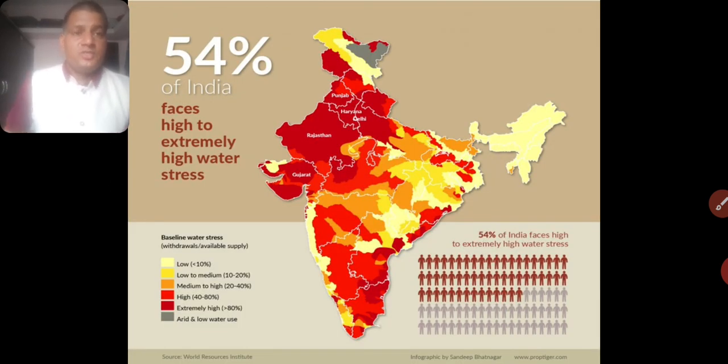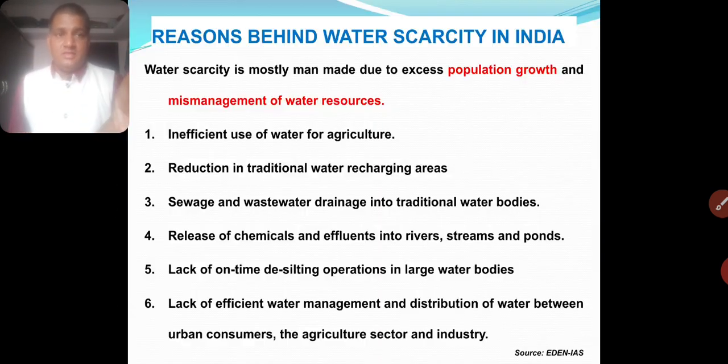You can see the picture of India. 54% of India faces high to extremely high water stress. That may be in the form of scarcity of water, contamination of water, water pollution, likewise. So this is the high to extremely high water stress. So this is the situation.